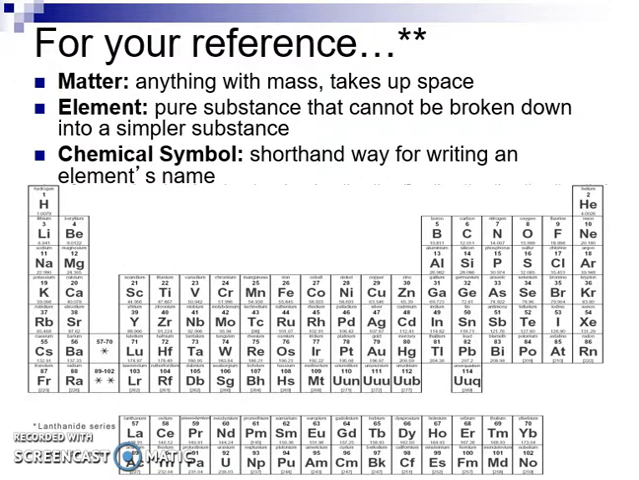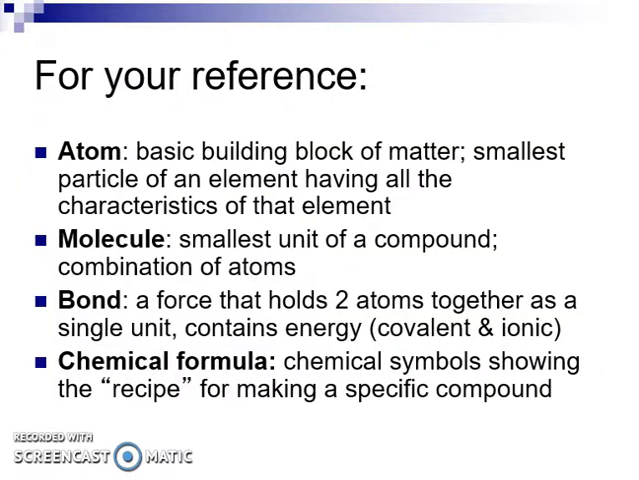Now, elements are pure substances that cannot be broken down into simpler substances. So if you actually look at the bottom of this slide, you'll see that that's the periodic table. And each square represents a specific element, and that specific element has a specific number of electrons, protons, and neutrons. Chemical symbol, which is just shorthand for all these chemicals. If you're looking at the periodic table, again, all of those letters represent a chemical symbol. An atom is the basic building block of all matter, smallest particle of an element having the same characteristics of that element. A molecule is the smallest unit of a compound, combination of atoms put together.